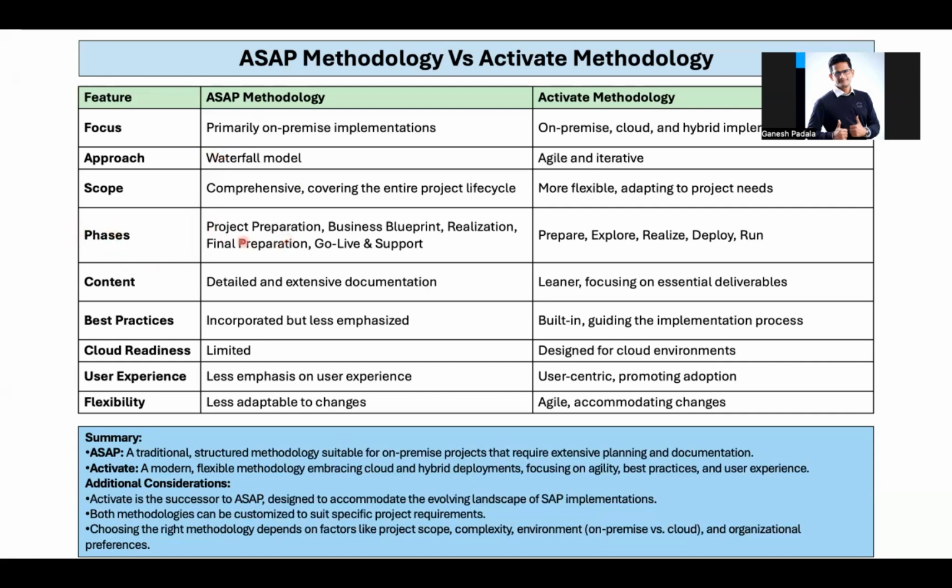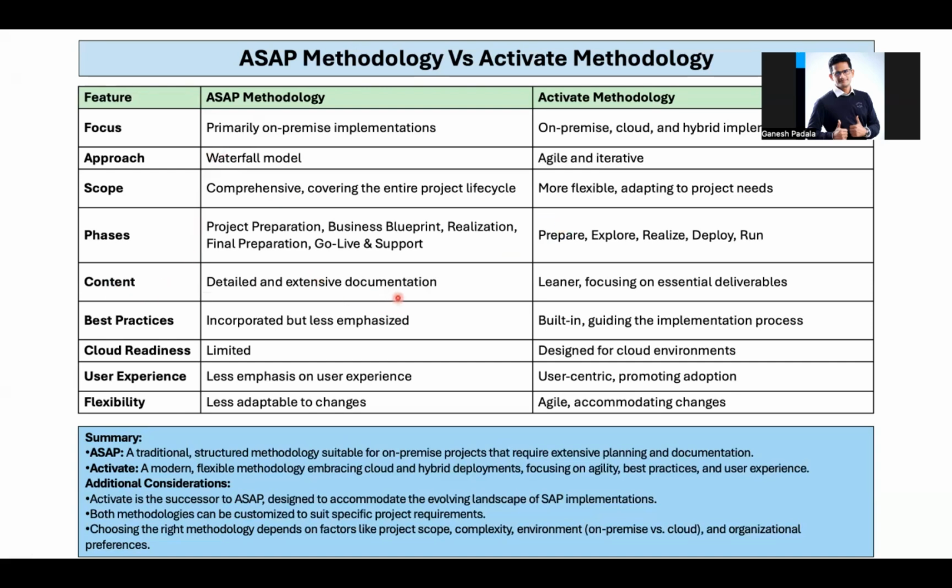Phase-wise, in SAP methodology we have project preparation, business blueprint, realization, final preparation, go-live, and support. These are the phases in SAP methodology. And when it comes to Activate methodology, we have prepare, explore, realize, deploy, and run. So these are the phases, and I was trying to give some comparison also that you can see.